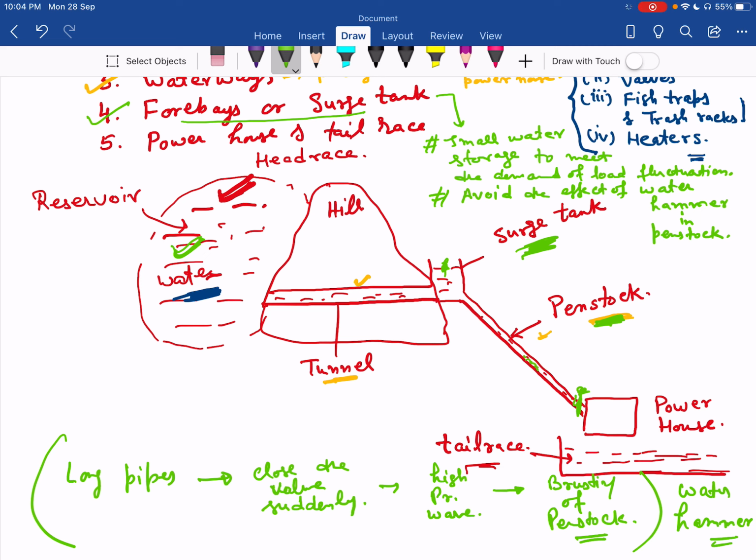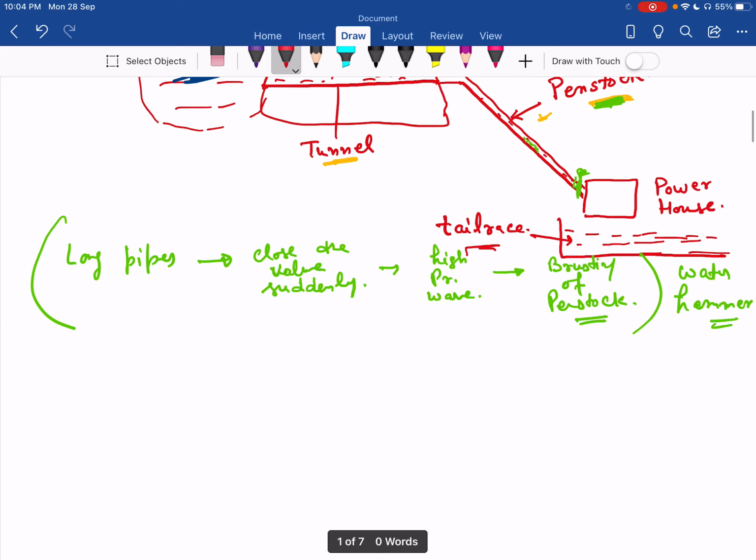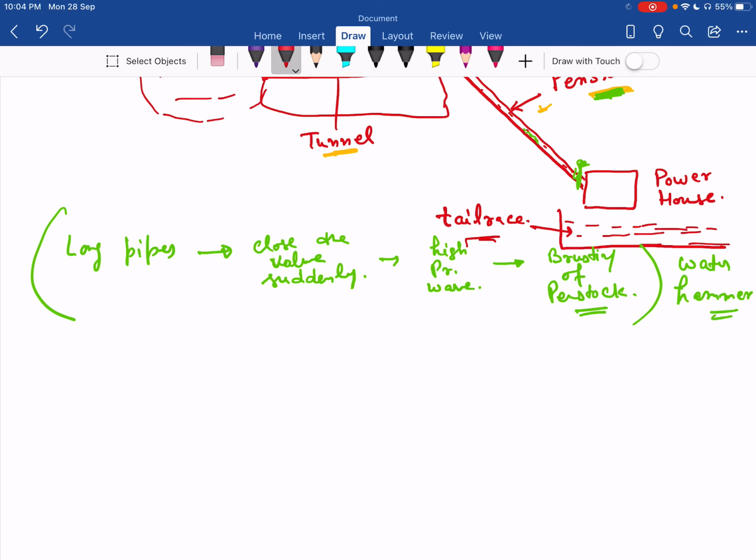The last component is the powerhouse and tailrace. This powerhouse contains our turbines. It contains the governing mechanisms.